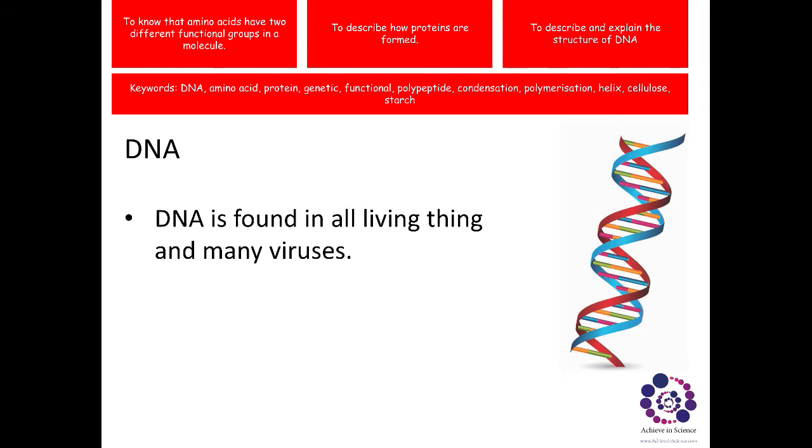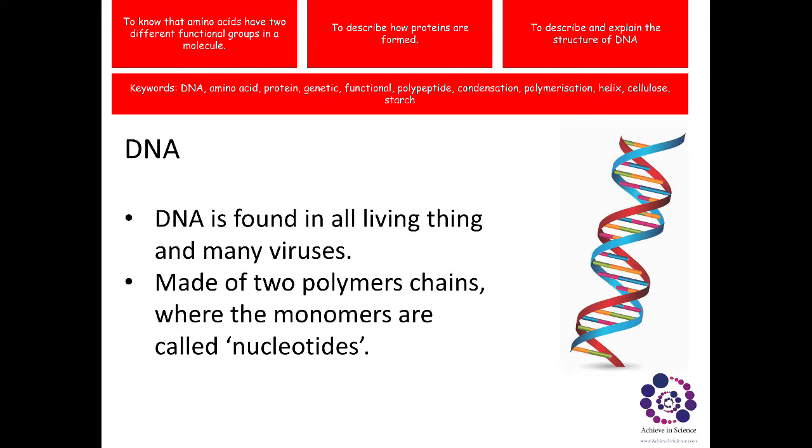Deoxyribonucleic acid, DNA, is found in all living things and many viruses. It is made up of two polymer chains, where the monomers are called nucleotides. They form a double helix structure, so a twisted ladder-like shape.